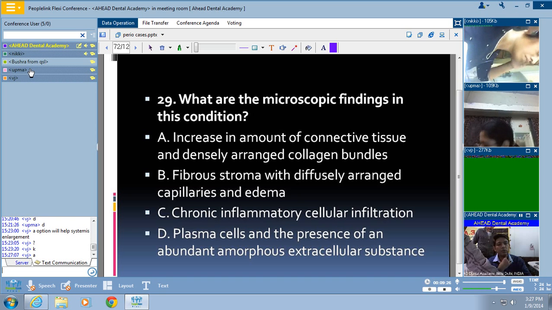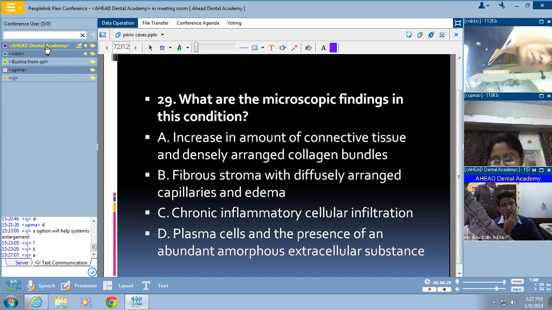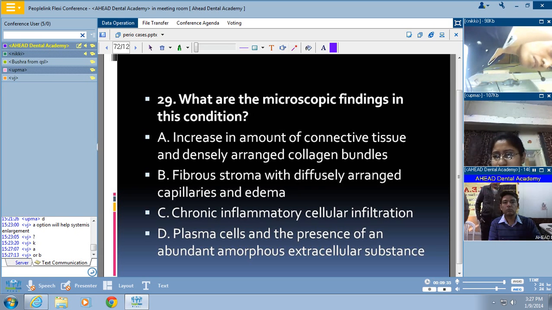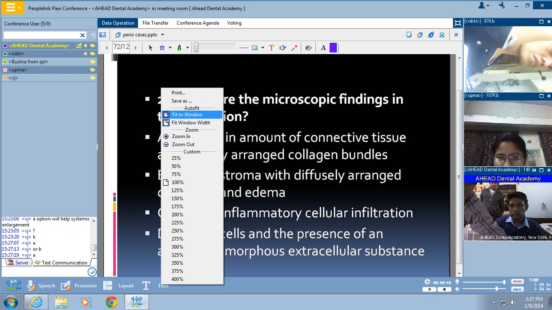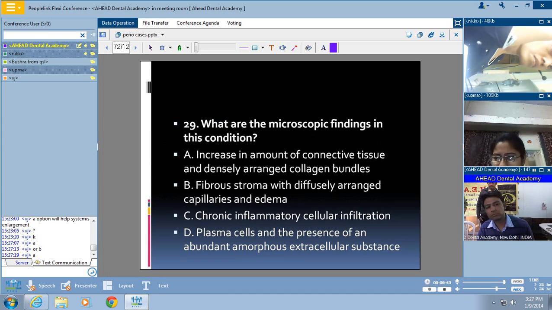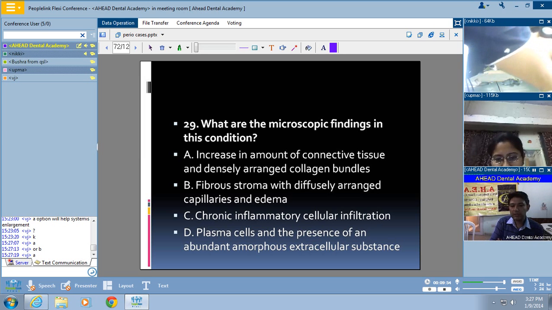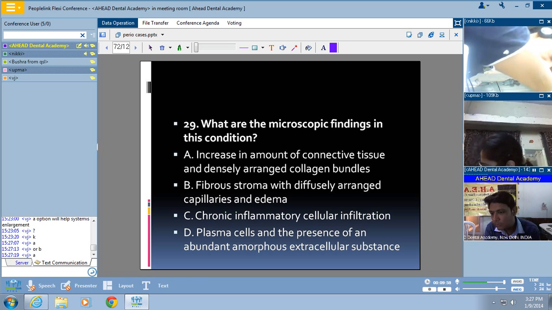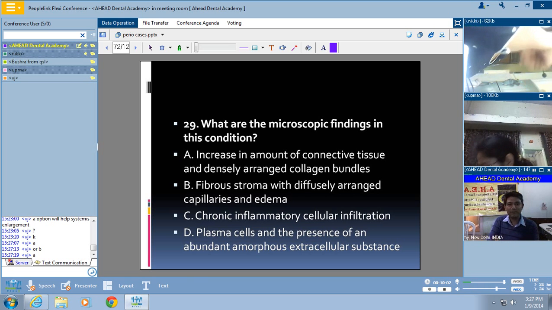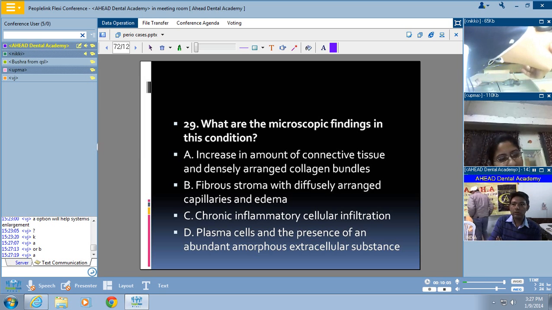Go ahead and click on this. Go ahead and take a call on this. C or D? Chronic inflammatory cellular infiltration, or plasma cells in the presence of an abundant amorphous extracellular substance. VJ says it's A or B, with a slight lean towards A. Okay, what about you, Upma?